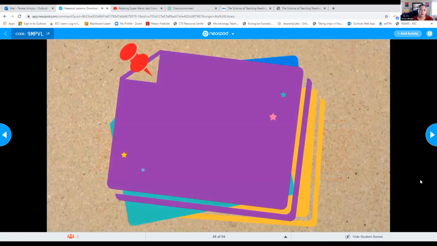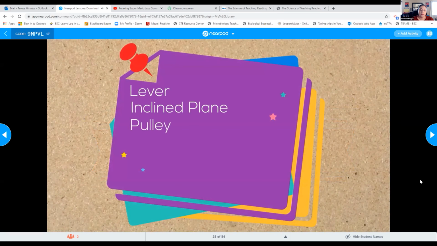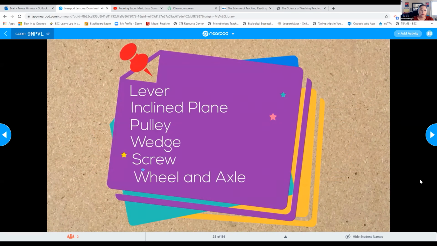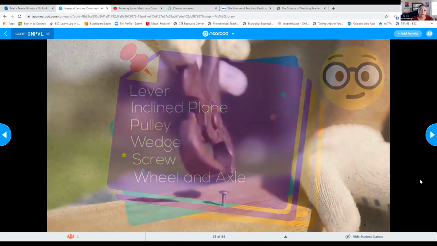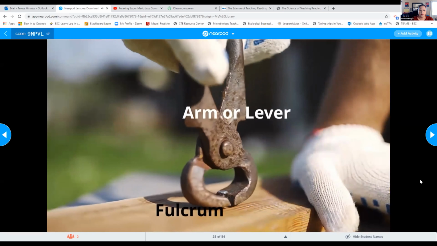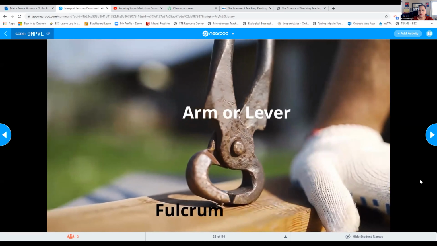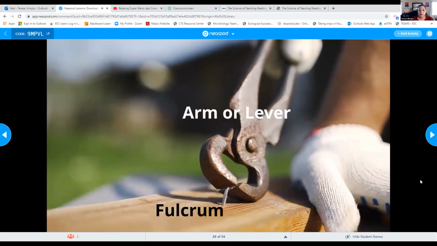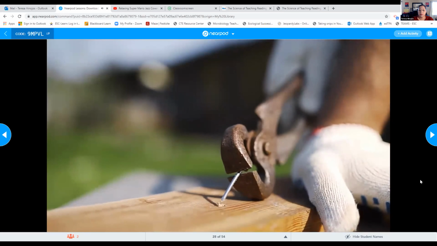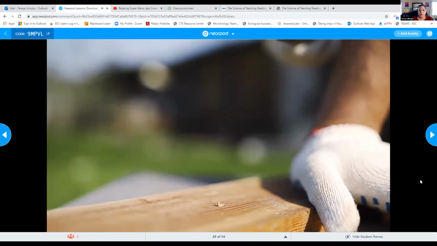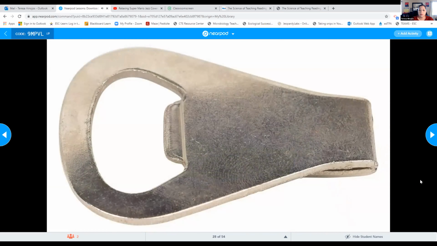There are 6 simple machines: a lever, an inclined plane, a pulley, a wedge, a screw, and a wheel and axle. If you start looking around you, you will find these simple machines in everyday life. A lever is a long beam with a fulcrum or pivot. The mechanical advantage of the lever depends on the ratio of the lengths of the beam on either sides of the fulcrum. Some common examples would be pulling out nails with pliers, a bottle opener.